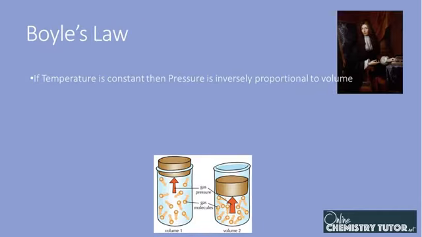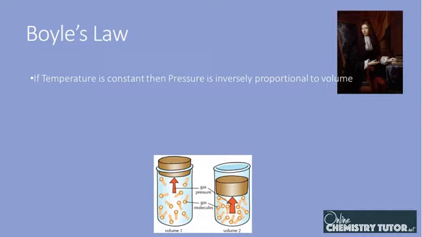This relationship between gas pressure and gas volume is known as Boyle's law. Boyle's law just states that if temperature is constant, then pressure is inversely proportional to volume. So if you increase the volume, you reduce the pressure. If you increase the pressure, you must reduce the volume of the container.